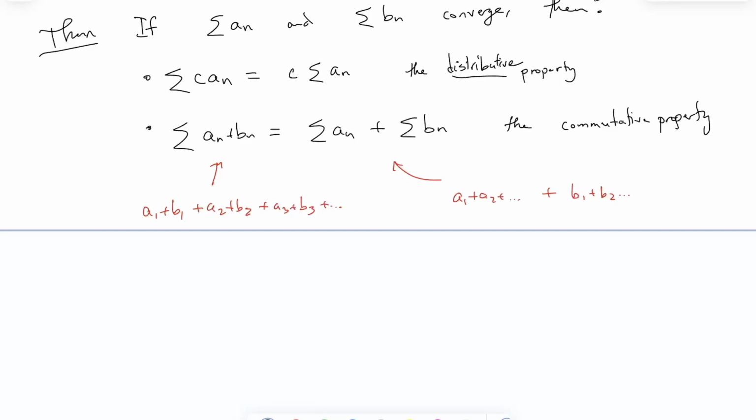Yes, that is the commutative property. It's about rearranging the order, moving stuff around. That's like commuting. It's all about moving around. And surely you also remember the associative property, although there isn't a very convenient way to write an associative property for series. So we're not going to write an associative property for series.